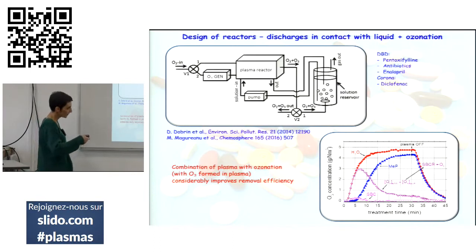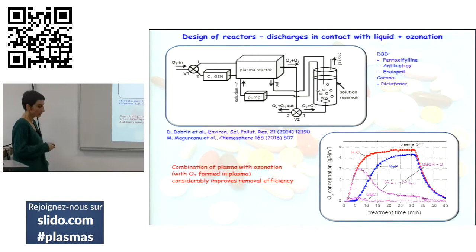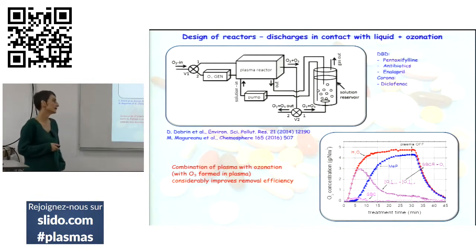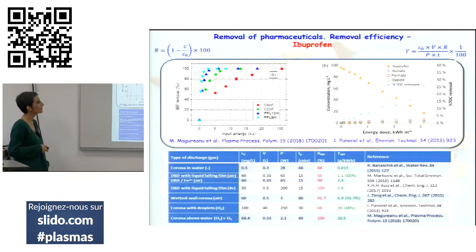So then we thought about this bubbling, and with the bubbling in the first few minutes, all the ozone that is generated in the plasma is basically consumed in reactions with the organic molecules. And so here we have the ozone consumption, and only after the organic compound is completely removed, the consumption of ozone decreases significantly. And as you will see further on, this combination of plasma with ozonation was found to considerably improve the removal efficiency of the organic pollutants.